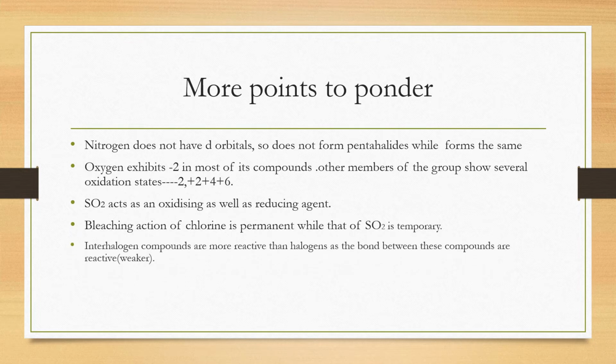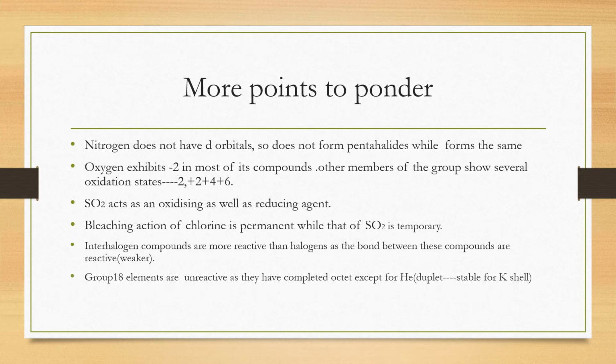Next is about interhalogen compounds. Interhalogen compounds are more reactive than their corresponding halogens, as the bonds between these compounds are weaker. Group 18 elements are unreactive as they have completed octet except for helium, which is a duplet, and it is found to be stable for K-shell.